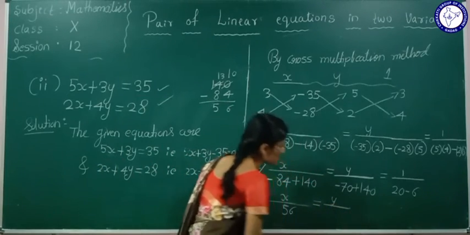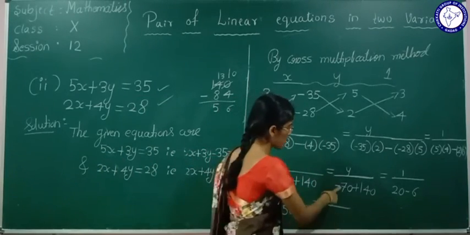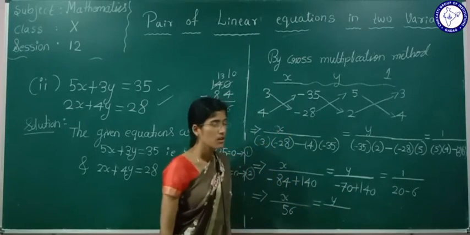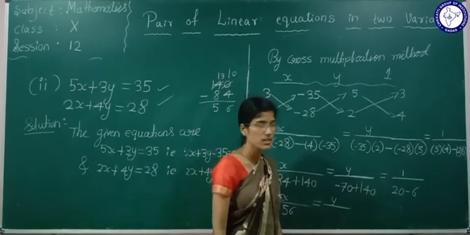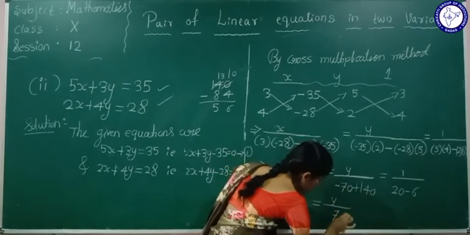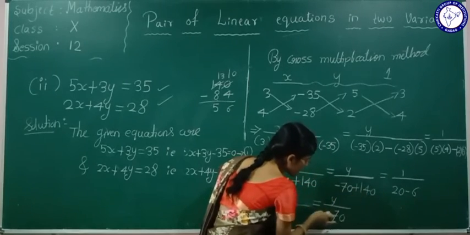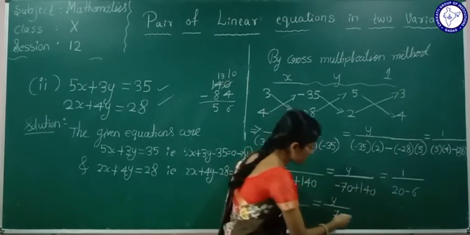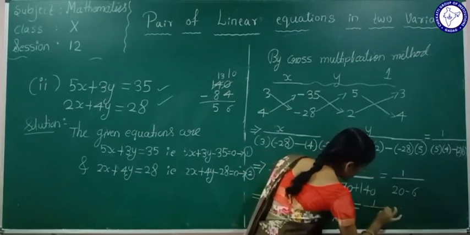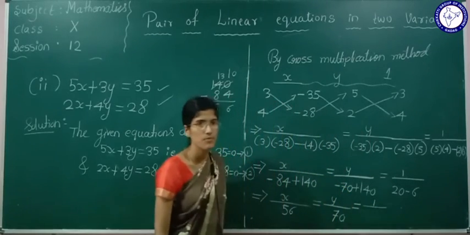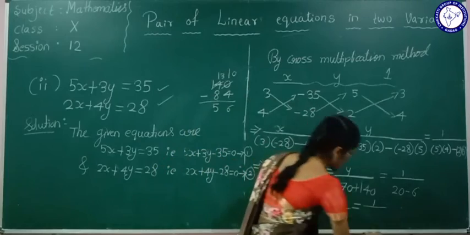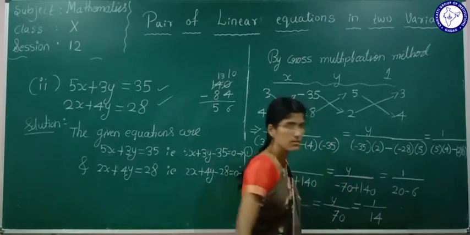What is minus 70 plus 140? Minus plus is minus. What is 140 minus 70? Which is the bigger number? 140. 140 has plus and definitely this will be a plus 70 is equal to, what is 20 minus 6? 20 minus 6 will be 14.